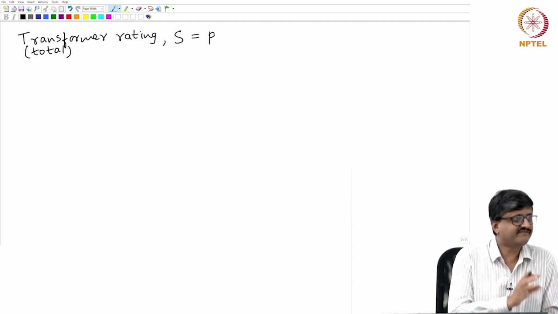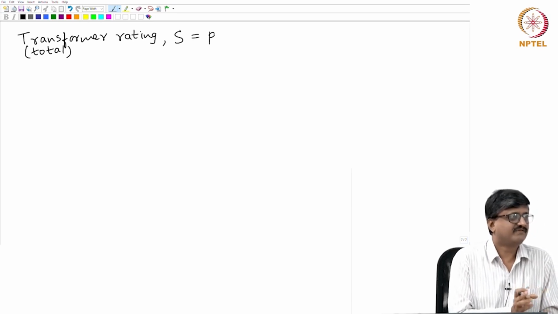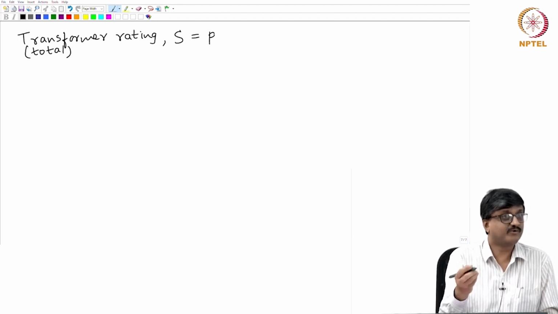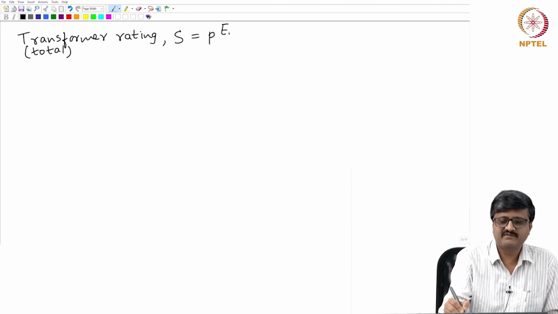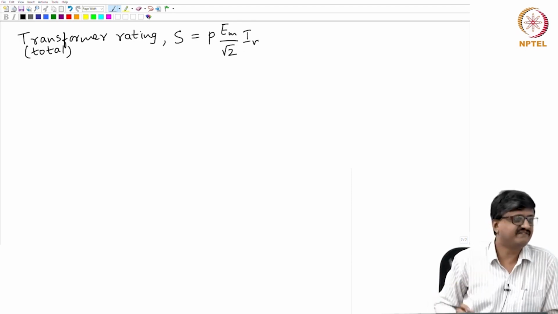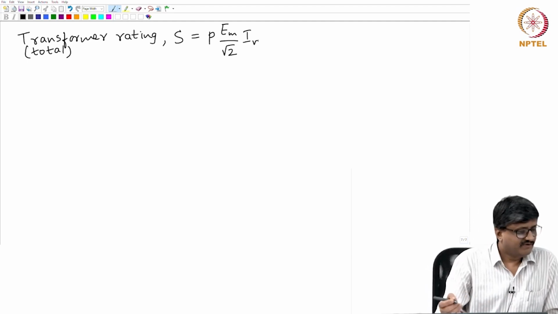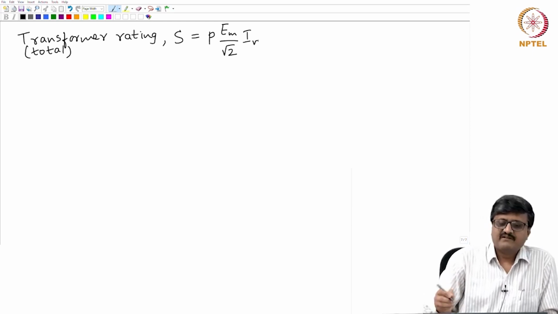In terms of notations that we have already used, we have used the notation EM. So, can I get the RMS value in terms of EM? It is sinusoidal. Please note, the AC voltage is sinusoidal. So, the RMS value is EM by root 2 into the RMS current. Just now we gave a notation for this, IV. So, you can just substitute the expression for IV.